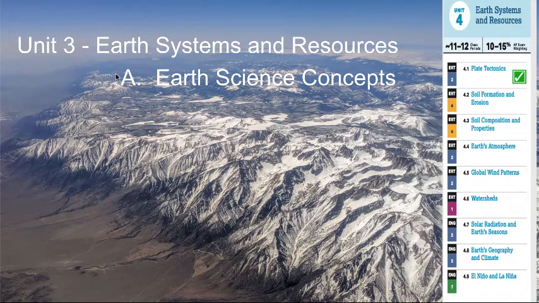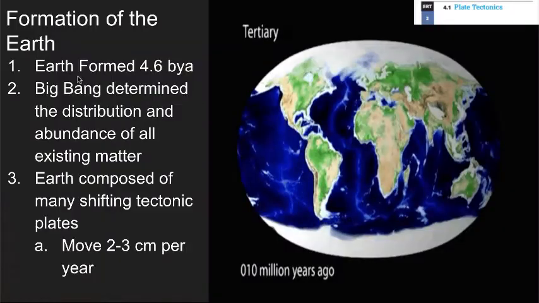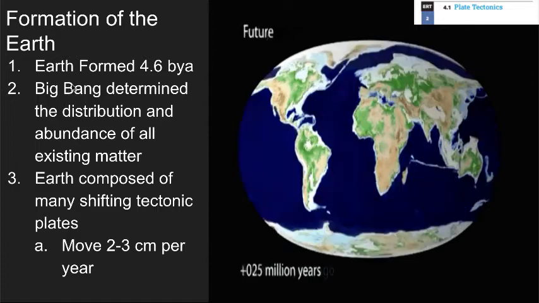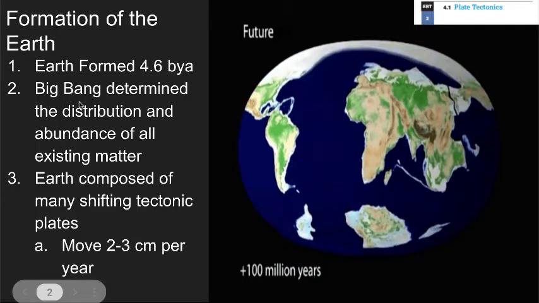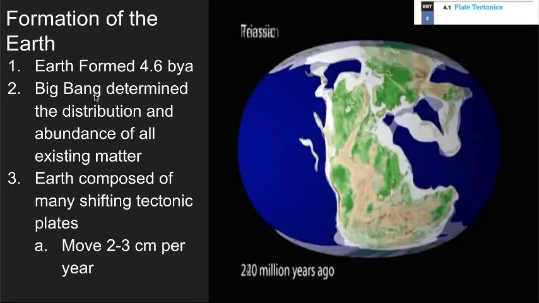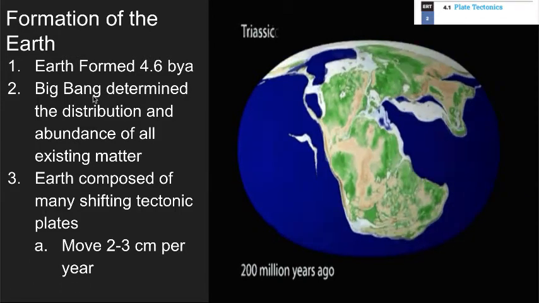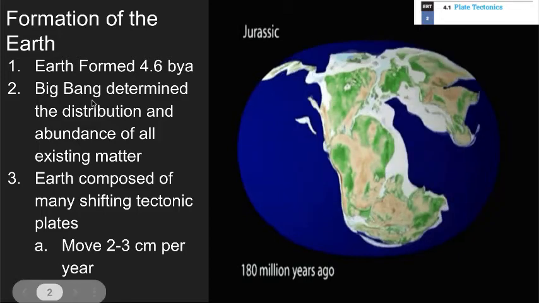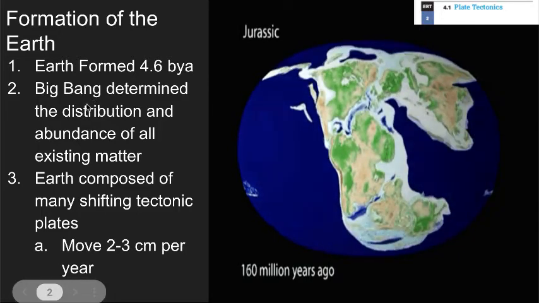Hello class, welcome back. We're beginning our new unit, Unit 3, Earth Systems and Resources. Starting off talking about Earth science concepts and the formation of our planet and how it changes based on plate tectonics and those interactions. To begin with, we'll talk about Earth formation as a very brief, not detailed at all overview, but essentially 4.6 billion years ago is the best estimated age of our planet based on its formation.